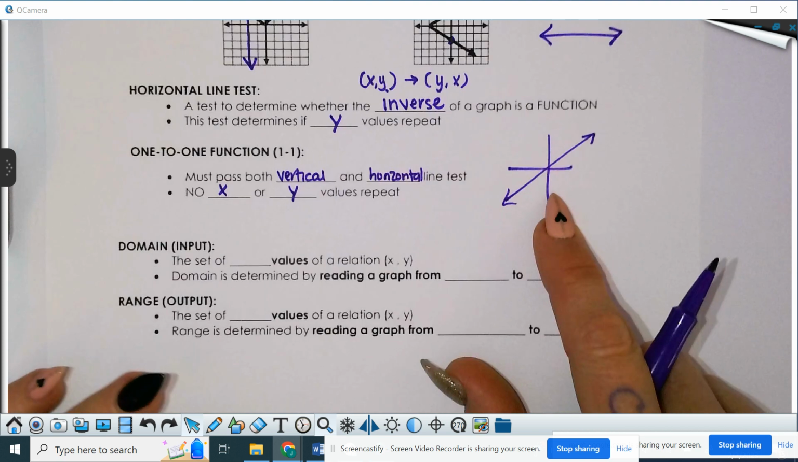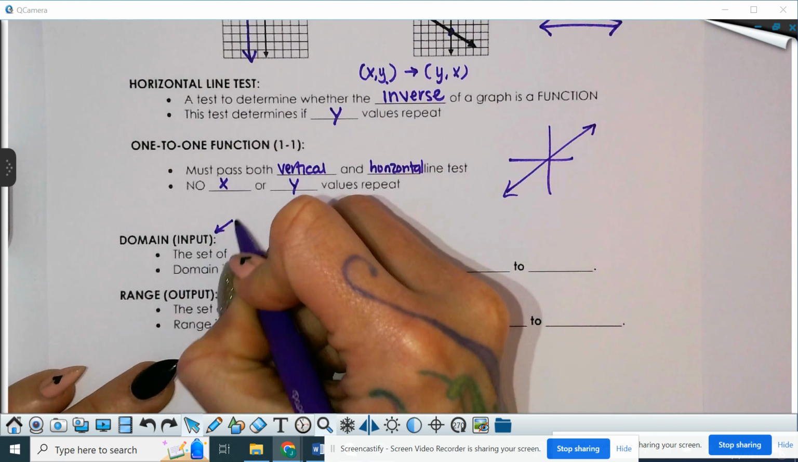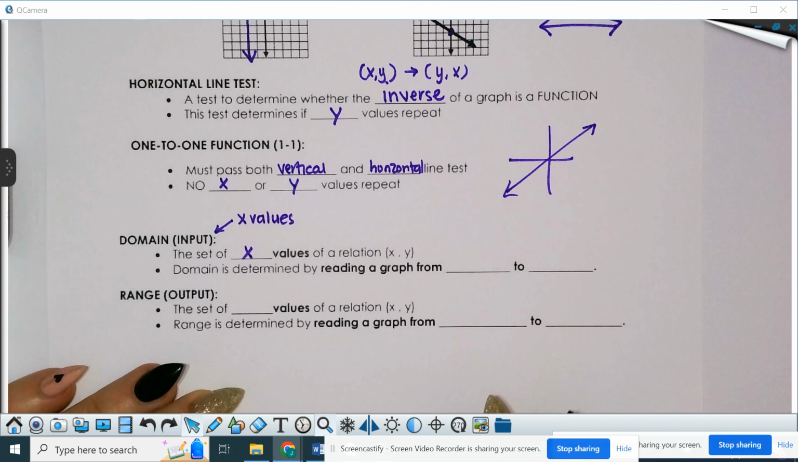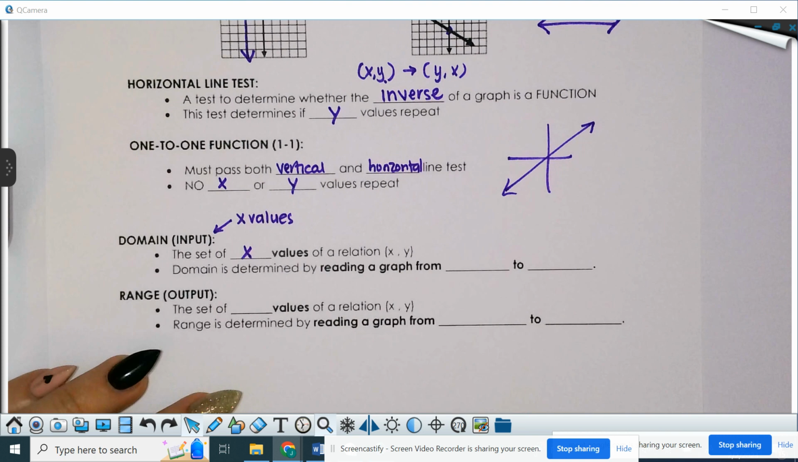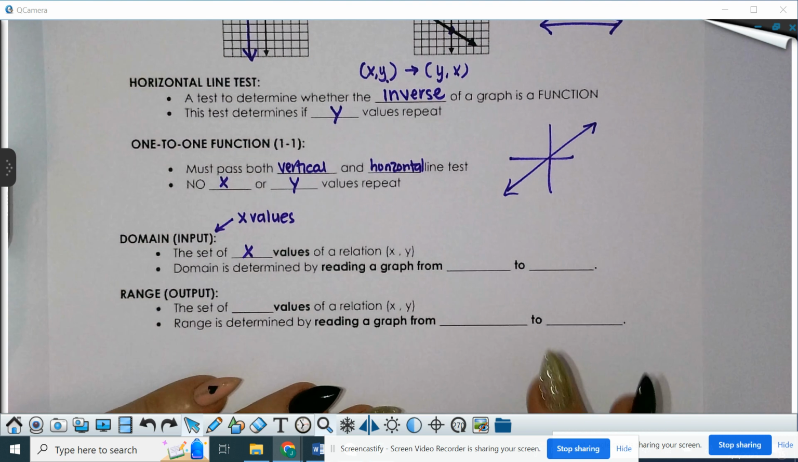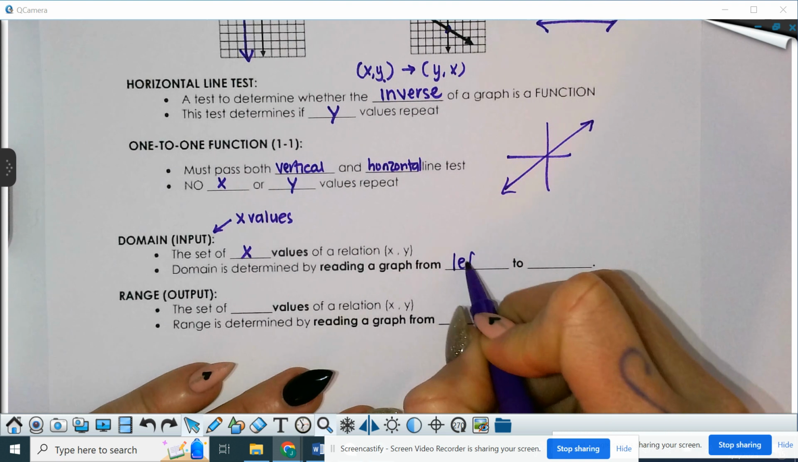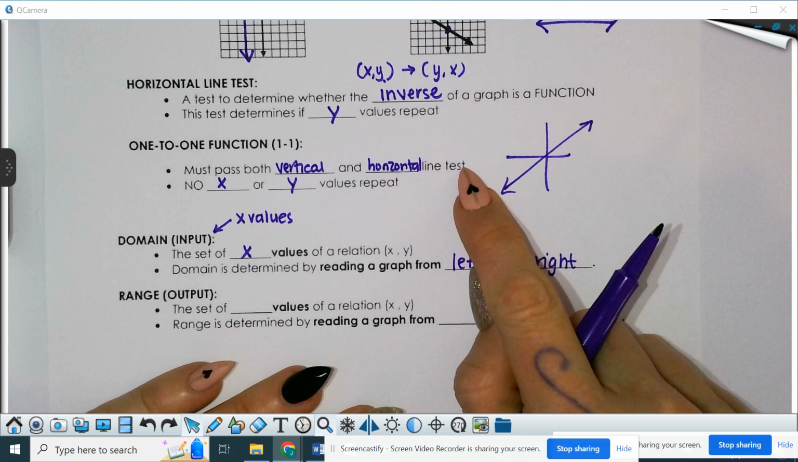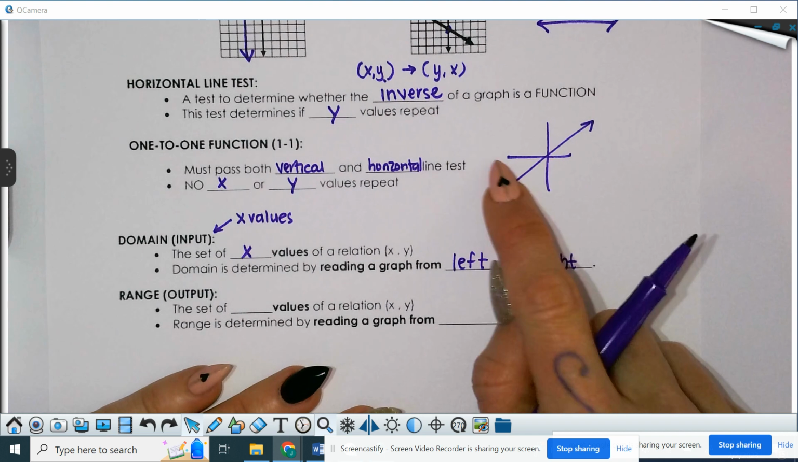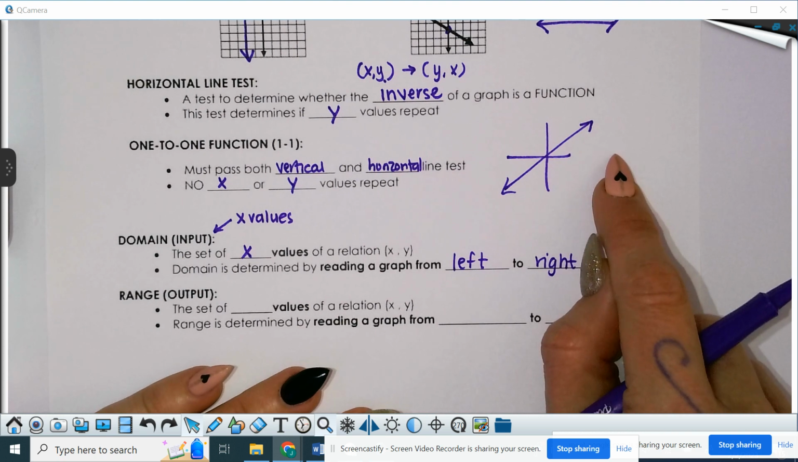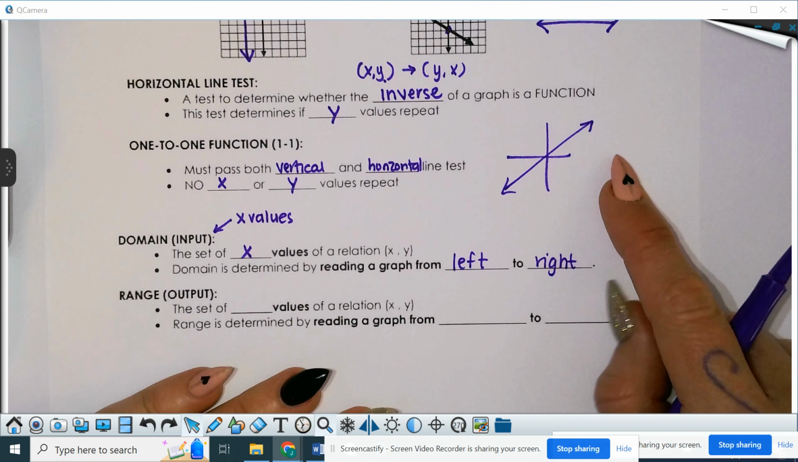Now, domain. So again, input. So that's your x values. The set of x values of a relationship x, y. So just domain. Domain does not have to only deal with functions. It can be points. It can be coordinates. It can be a table. Domain is determined by reading a graph from left to right. So you're looking left to right. How far left does the graph go and how far right does the graph go? And if you're thinking left to right, that is the x-axis. So the only numbers you're going to pay attention to in the conversation of domain is the x-axis.